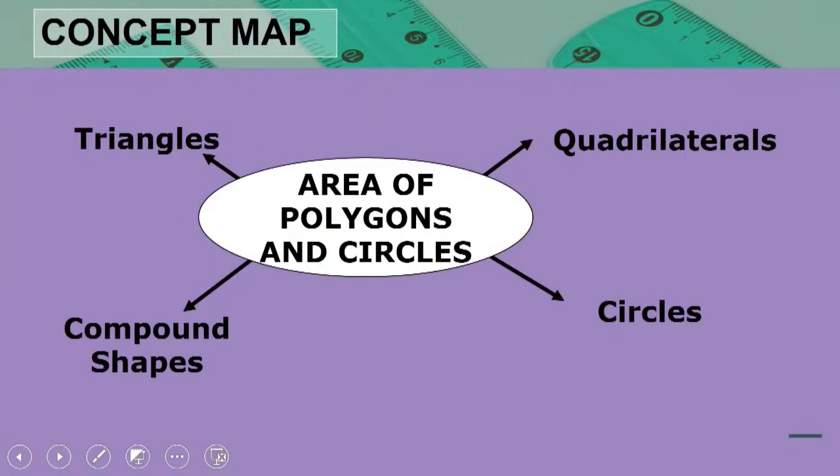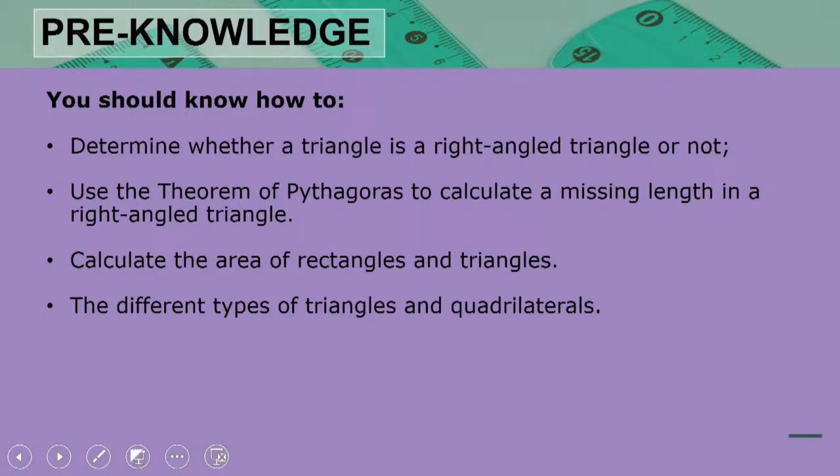Looking at the concept map for today's lesson, we are going to be looking at the area of polygons and circles, where we are going to start with triangles, then we're going to move on to quadrilaterals, then we're going to move on to circles, and lastly, we are going to end with our compound shapes. So let's look at the pre-knowledge for this lesson.